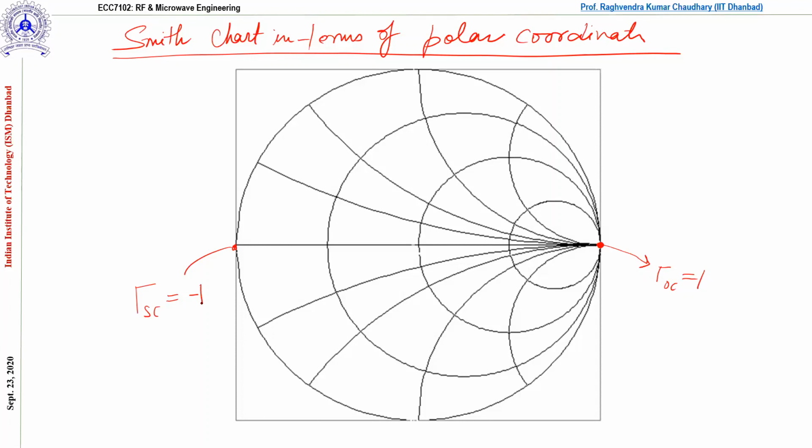Now let us draw some angles over here, because we are going to deal with polar coordinates. Let me draw an axis over here. Let's say this is the center, this vertical one and this horizontal axis. This is gamma I, and this is gamma R. This is a reflection plane. We are going to deal here with the reflection coefficient, and we know it comes like that.